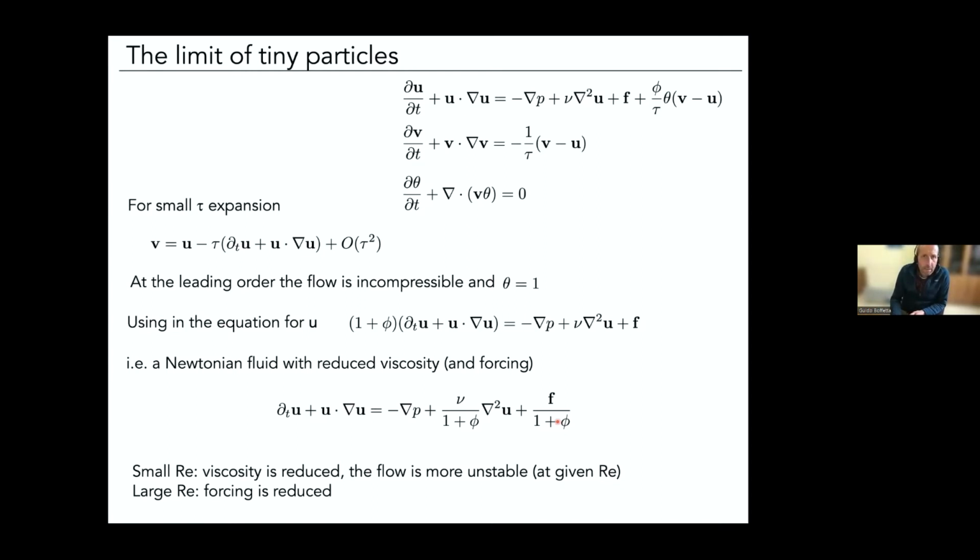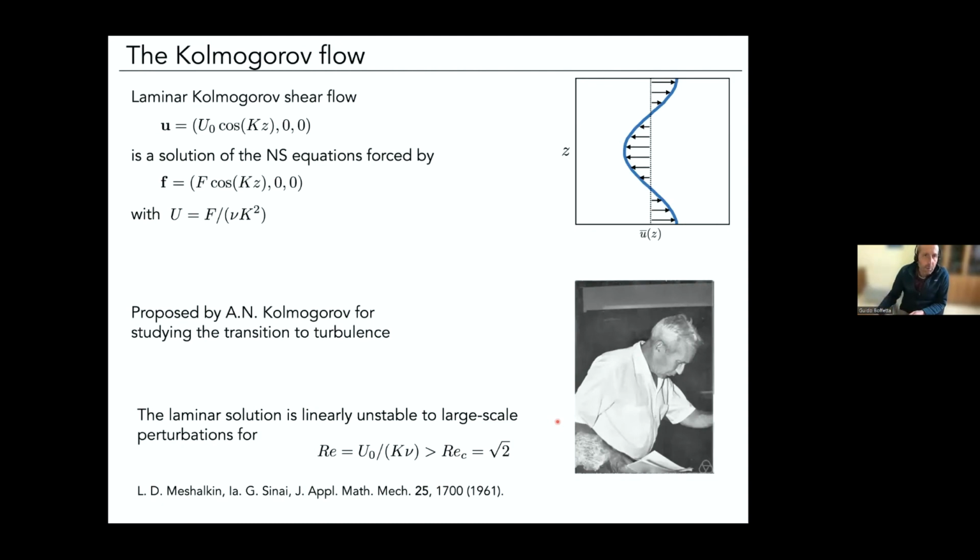Okay, so the flow that we use is a Kolmogorov forcing, so the forcing is sinusoidal, and we all know that this gives a stationary solution, the shear stationary solution of the Navier-Stokes equation, in which the amplitude is related to the forcing by the viscous length. And this was proposed by Kolmogorov for studying the transition to turbulence. And so let me remind very quickly that this laminar solution, the laminar Kolmogorov flow, becomes unstable to large-scale perturbations when the Reynolds number exceeds a critical value, which is square root of 2. This is also a 60 years old result, by Meshalkin and Sinai.